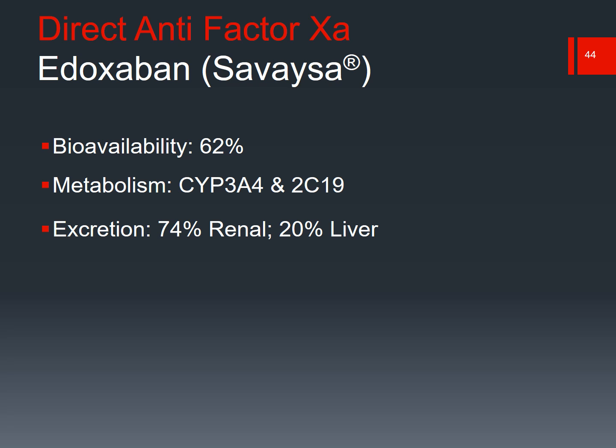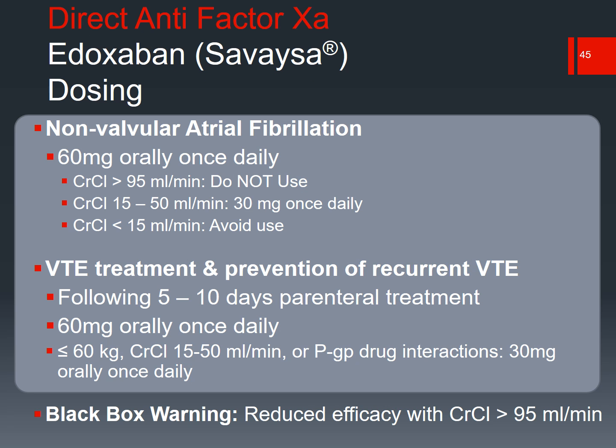This is the most recently FDA-approved direct anti-factor Xa to market. It has metabolism through CYP3A4 and 2C19, and it is mostly excreted through the renal system. So it is of concern when we talk about renal dosing next. Edoxaban, branded as Savaysa, is the newest direct anti-factor Xa to come to market.